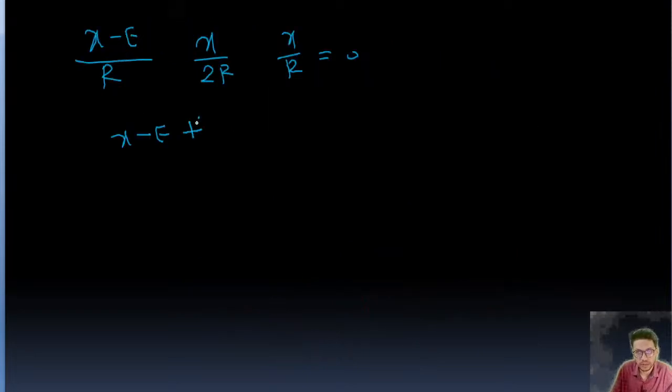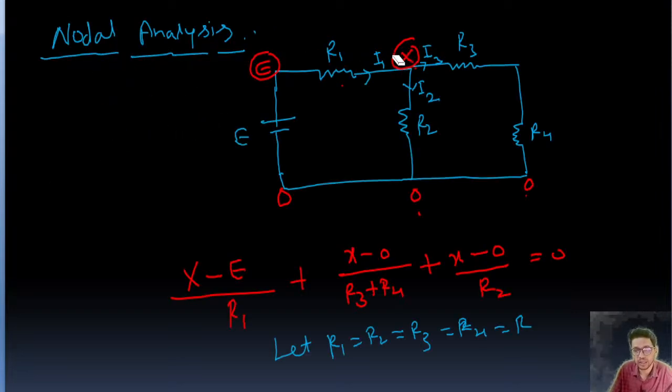So this is plus. Very simple, guys. What we need to do is just select one point, suppose the voltage is X, and then write X minus this, X minus this, X minus this, upon R, like that.